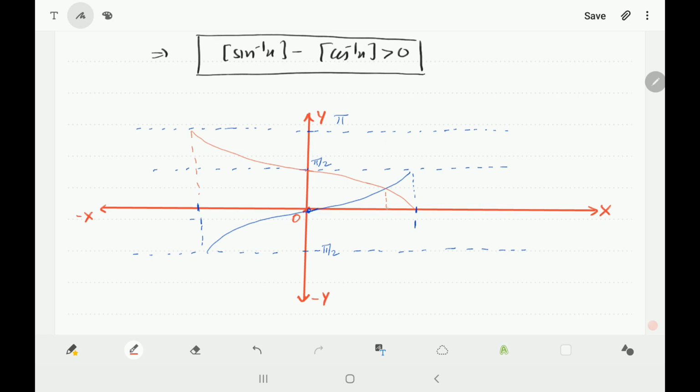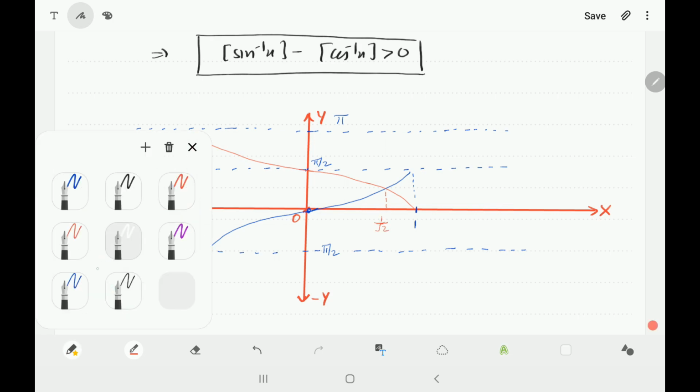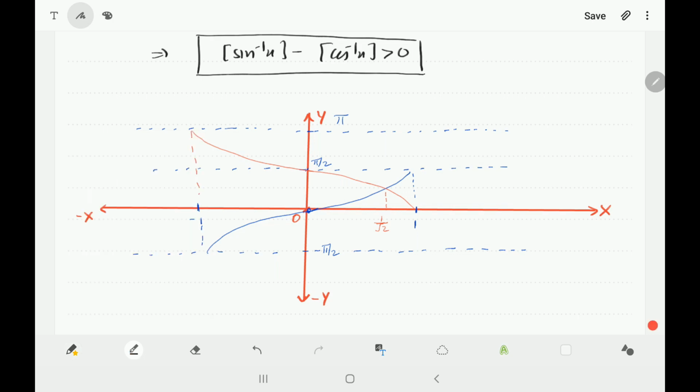So the value where these two intersect is 1 by root 2. Now you have to take the greatest integer. So for that you have to draw the integer lines. Let's first take the greatest integer of cos inverse x. So the value will be at 3 and this value will be cos 3. Then we will have a horizontal line at 2. So this value will be cos 2, and then we will be having one at 1. So this value will be cos 1.